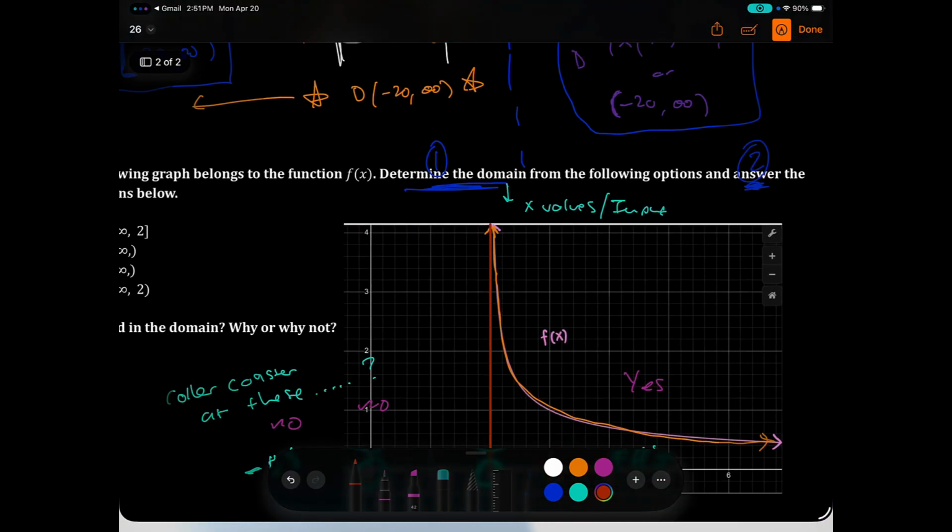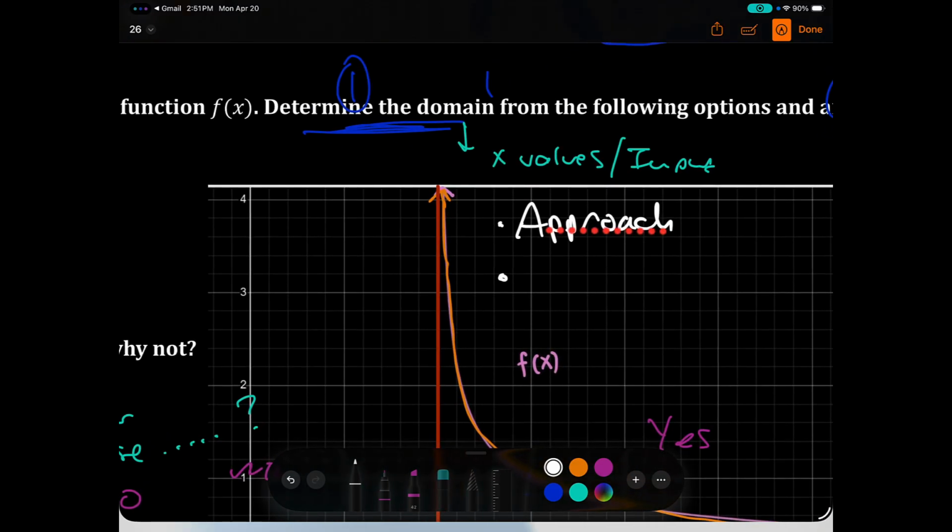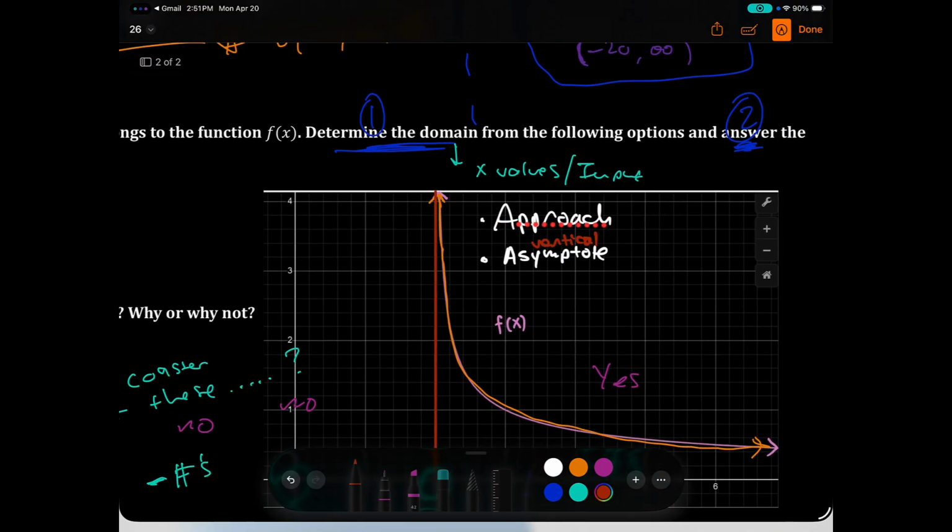Well, if you zoom ahead, that's not possible. It's not going to touch. We use the word approach in math. That red line is a vertical asymptote. And what that means is the graph will get very, very close, but will not touch.